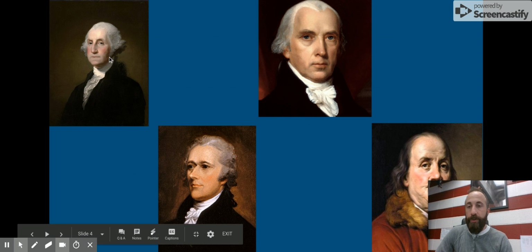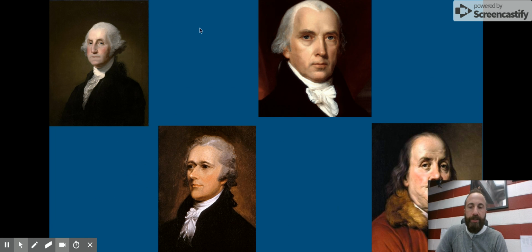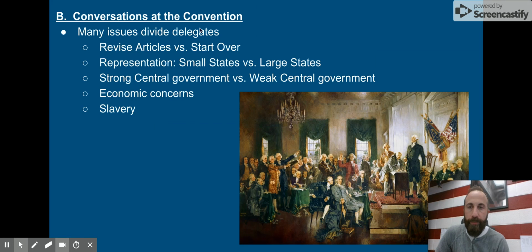Hamilton is there. Also, Washington will be elected as the president of that convention, the guy who's going to sort of lead that. So those are some of the notable people that would have been there.